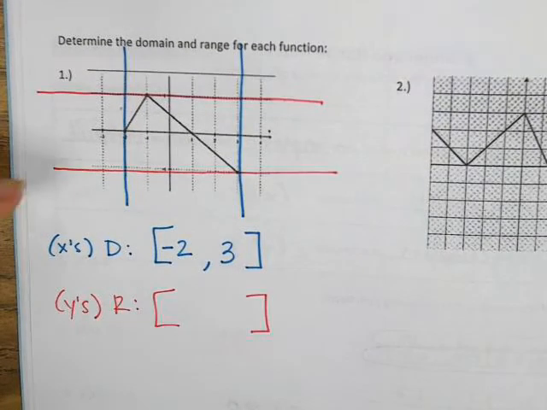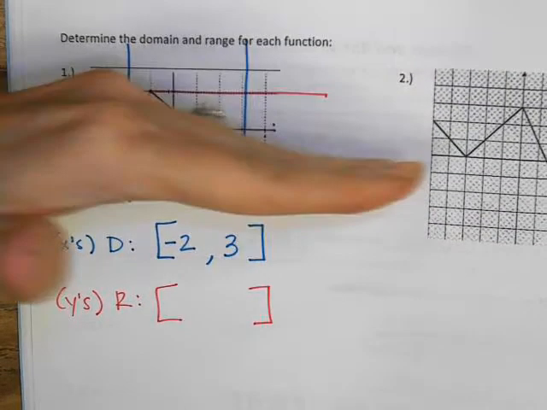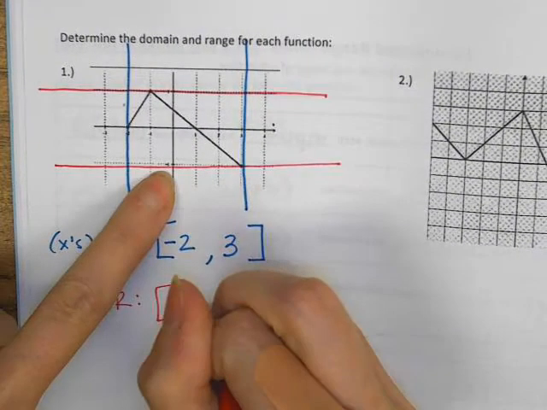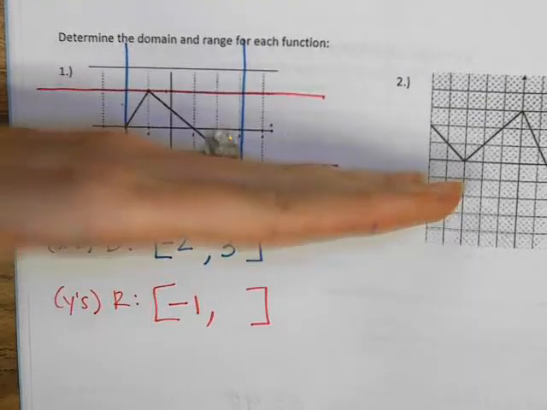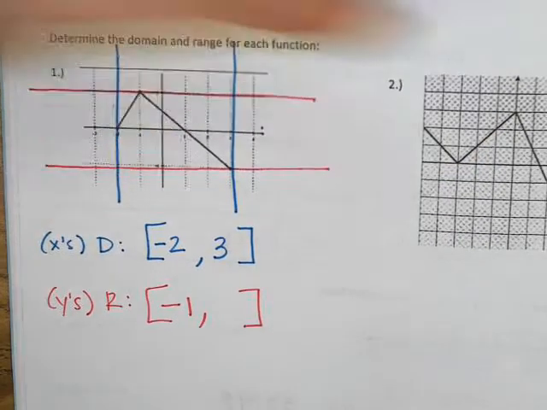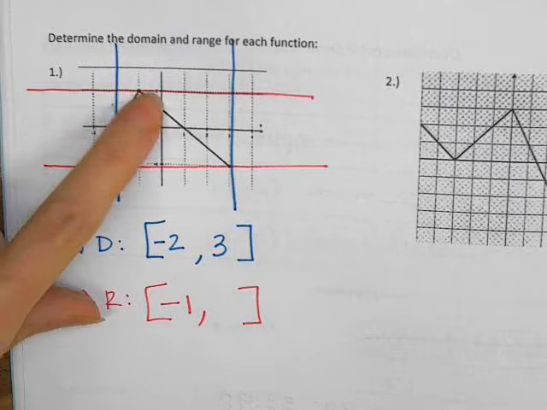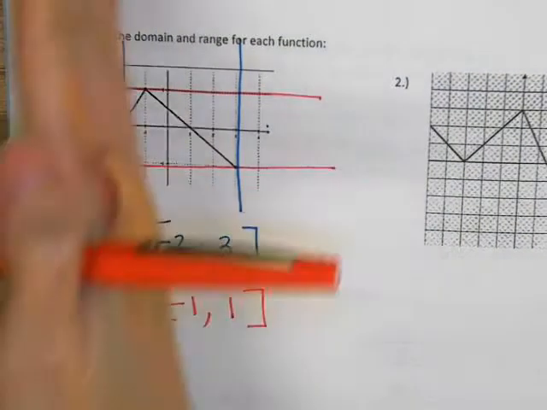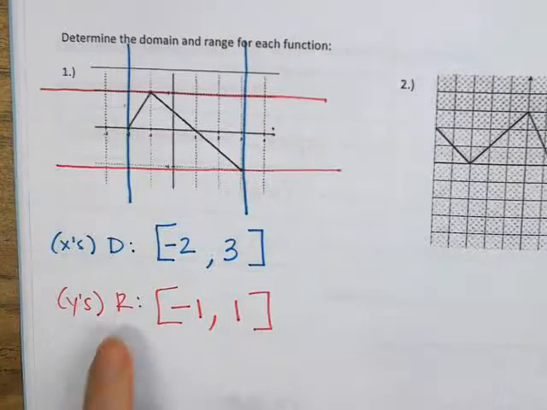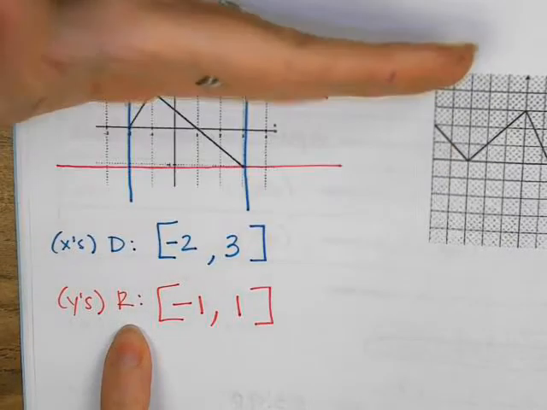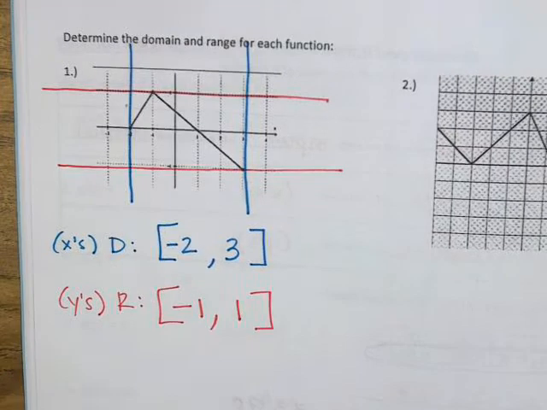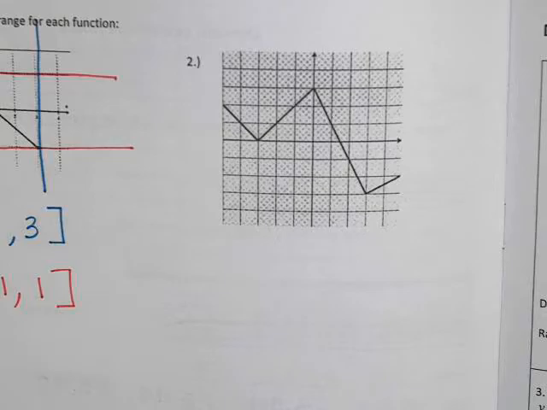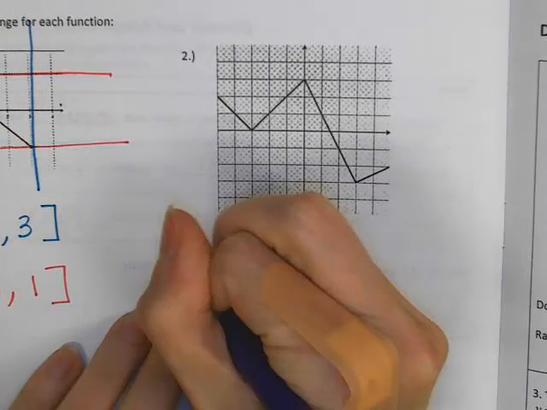Okay, so what is the lowest point the graph hits? The lowest the graph ever gets is -1. And then what is the highest the graph ever hits? The highest it ever gets is +1. So domain, you're looking from left to right in the x's, and range, you're looking from lowest to highest in the y's. All right, let's try one more. This is kind of a challenge, I know.